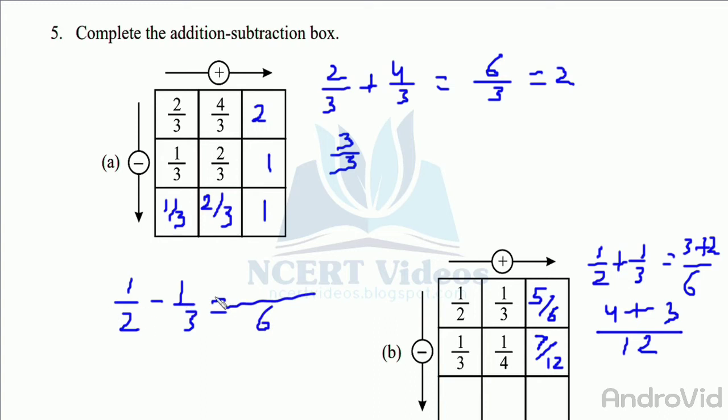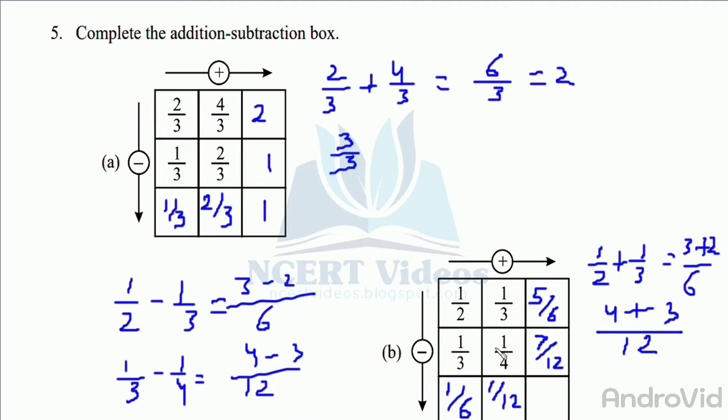Now subtraction on the other side, that is the vertical column. Half minus 1/3 gives you 1/6. 1/3 minus 1/4, 12 would be the LCM, 4 minus 3, so 1/12.